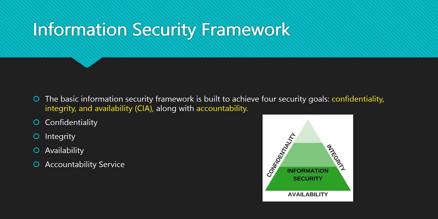The last one is the accountability service. This ensures that we maintain the logs and track the records and any kind of action that happens in the data center, so that when any attack occurs, we can trace any malicious user who tries to access the data or the host or the backup services. We ensure the accountability service for the sake of finding out if any malicious attack has occurred in the system. So these are the four components of the information security framework. And if we want to make our storage system secure, we must ensure the confidentiality, integrity, and availability of the system.